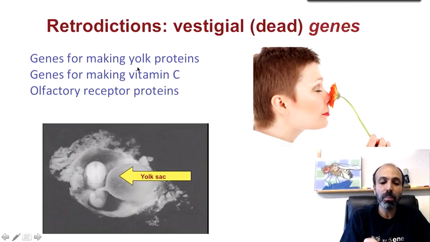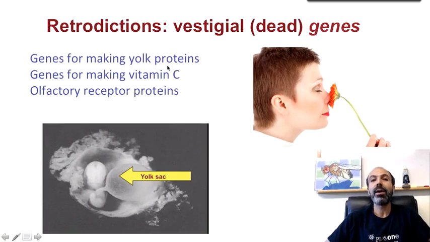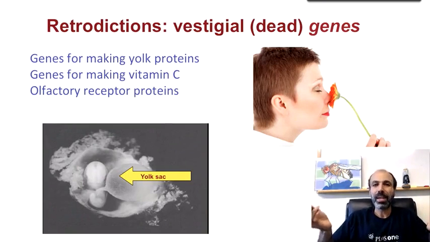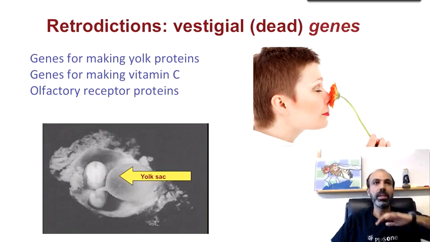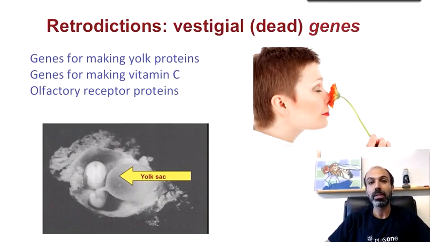Yet, the genes for making these yolk proteins are actually found in mammalian genomes. Why would this be? Again, it makes sense in the context of common ancestry that some of our ancient ancestors actually did make these yolk proteins. When we stopped needing them, they stopped making the protein, but the gene is still there, some remnant of it.